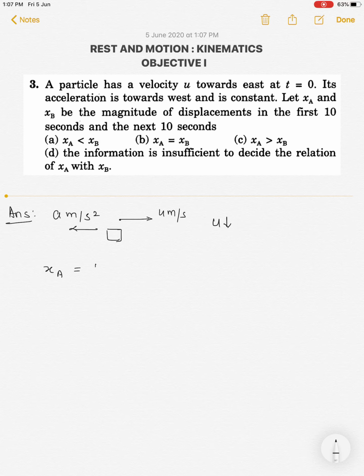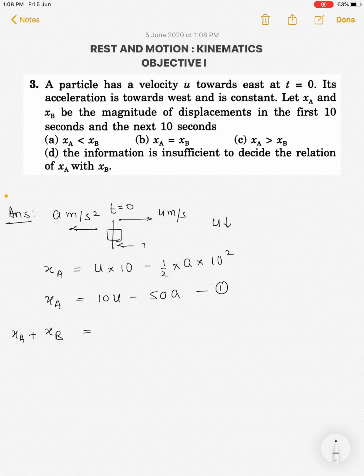So the displacement in the first 10 seconds will be equal to ut minus half a t square. So that comes out to be 10u minus 50a. That is the displacement in the first 10 seconds. Okay. Now what is the displacement in the next 10 seconds? We cannot find the displacement in the next 10 seconds directly. For this I have to find the displacement in 20 seconds, that is xa plus xb.